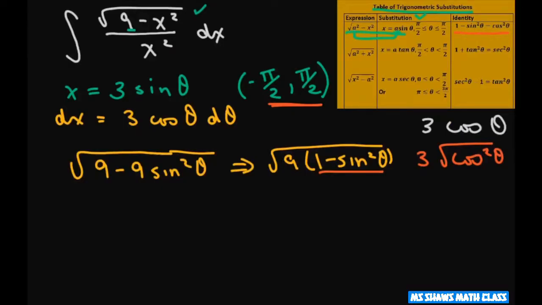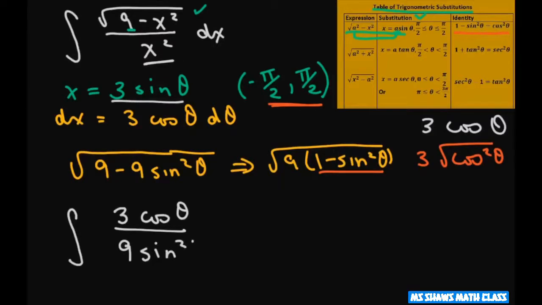So I'm going to rewrite my integral and substitute. So 9 minus x squared really equals 3 cosine of theta. My x was 3 sine of theta, so the denominator is going to be 9 sine squared of theta. And my dx is times 3 cosine of theta d theta. All right, now that I have that, I can simplify.